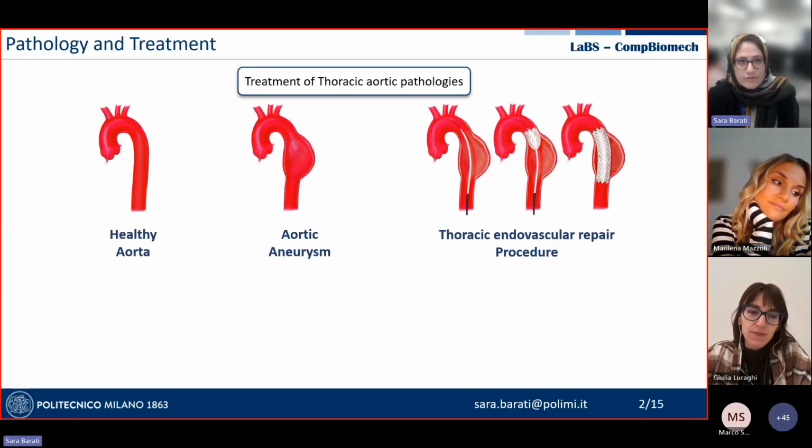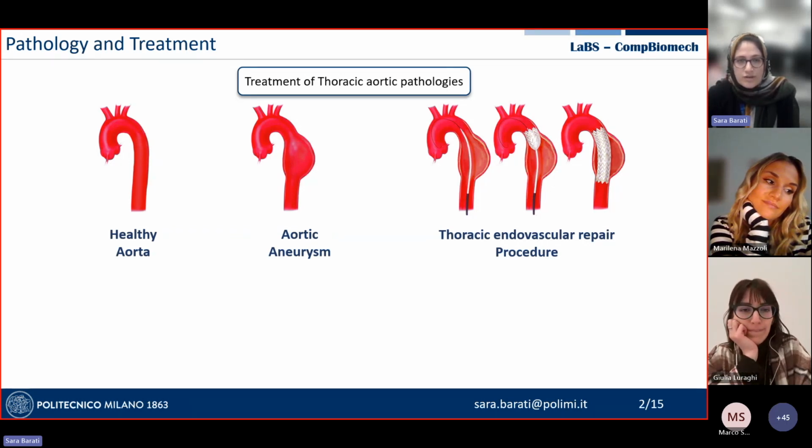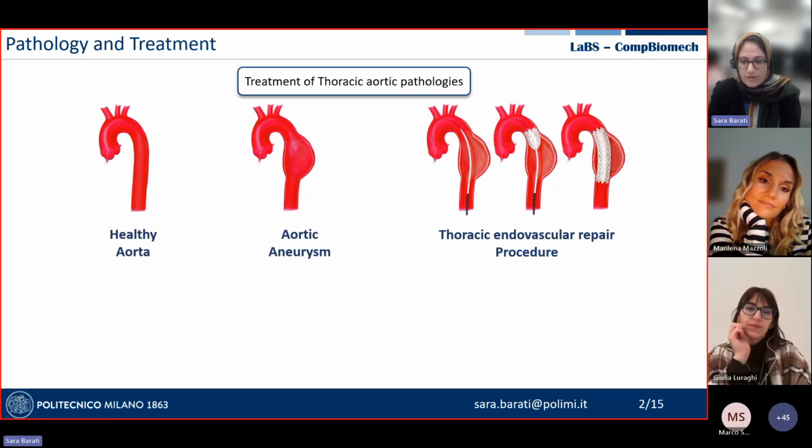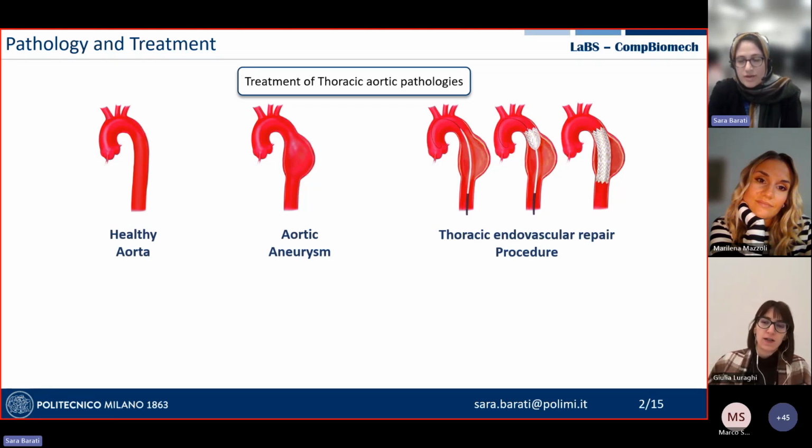I want to first explain why we are doing this and what the project is. We are working on the digital twin for the treatment of thoracic aortic pathologies, which is a thoracic endovascular repair procedure, which includes putting in a stent graft inside a patient's thoracic aorta to cover the lesion so the blood flow can go through the vessel without going into the pathology.